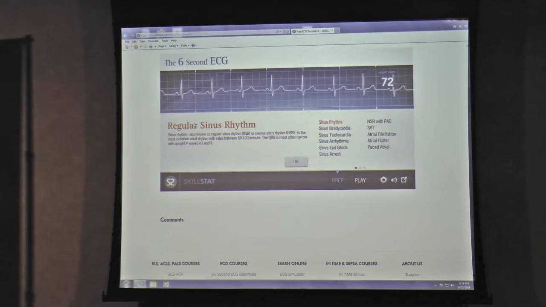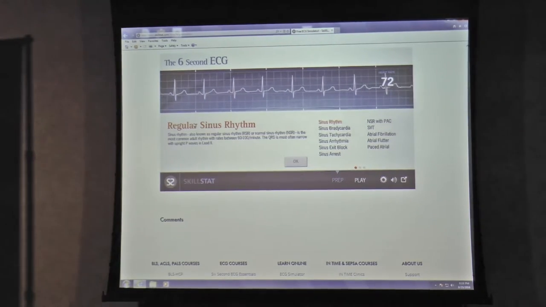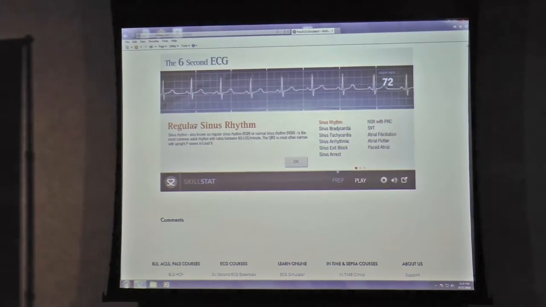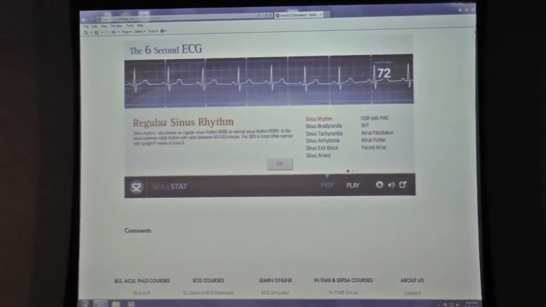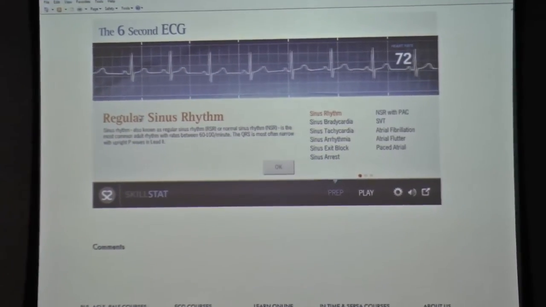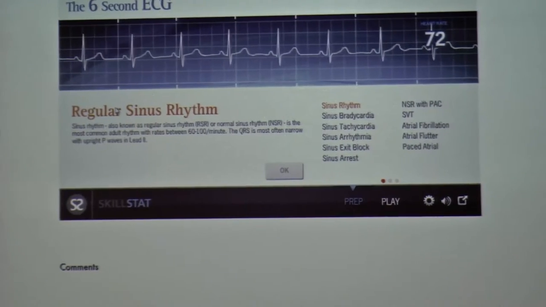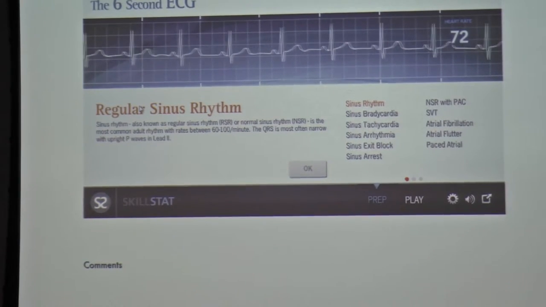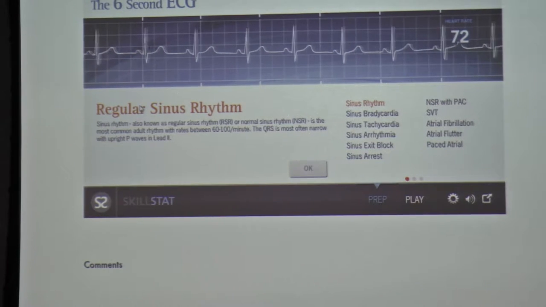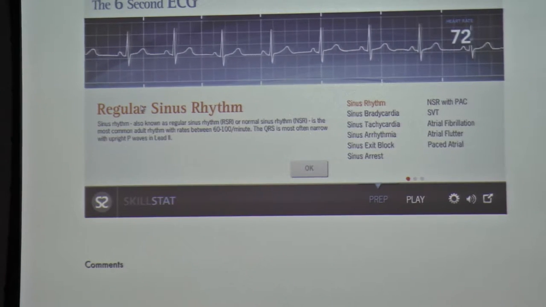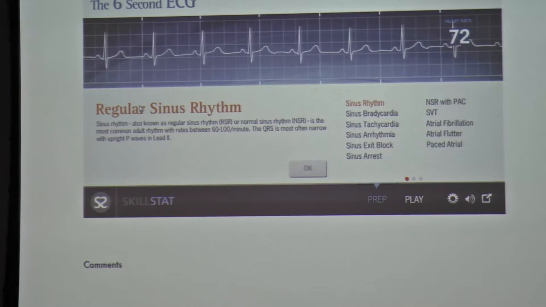This is probably a little more realistic than looking at a fixed strip on a piece of paper. Although, if you really think you have to make a diagnosis, nothing is better than looking at something not moving across the screen. So what do we have here? It's telling us the heart rate is 72. We clearly have P waves, QRSs, and T waves. They're narrow, falling at a regular basis. So this would be a clear normal sinus rhythm.